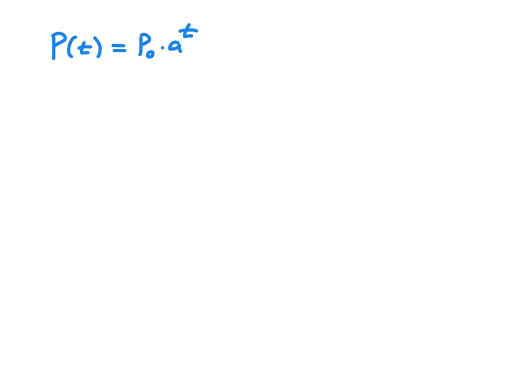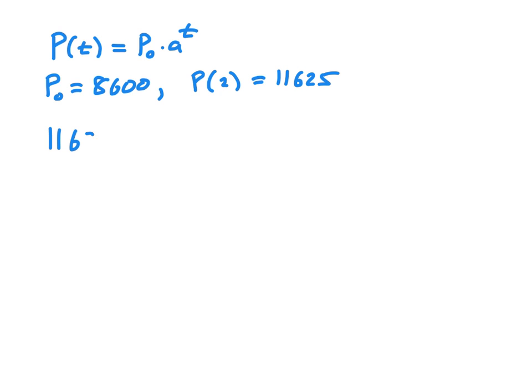In this particular case, we're given that p sub 0 is going to be 8,600, the initial number of bacteria. And we're also told that after 2 hours, the number of bacteria will be 11,625. And so that will be the value of p of 2, the population after time t equals 2. If we substitute these values into our model, we obtain the equation 11,625 equals 8,600 times a squared. And we can solve this for a using the same algebra as in the previous example.